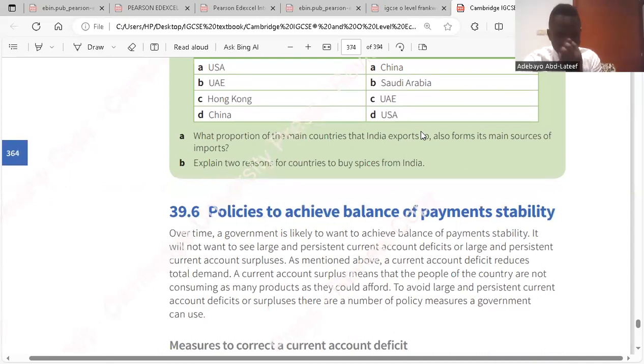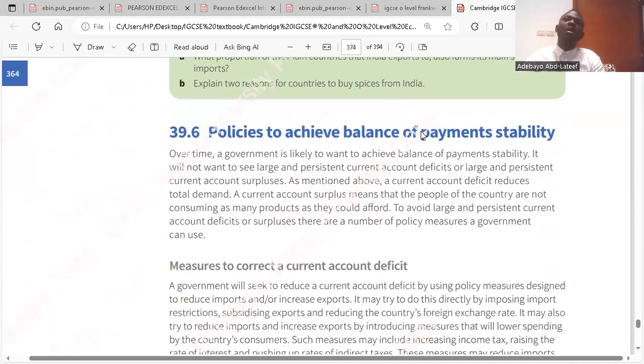We go to policies to achieve balance of payment stability. Yes. So if the balance of payment is not stable, it's fluctuating. So what will government do? Over time, a government is likely to want to achieve balance of payment stability. It will not want to see a large and persistent current account deficit or a large and persistent current account surplus because both of them are not good for the economy.